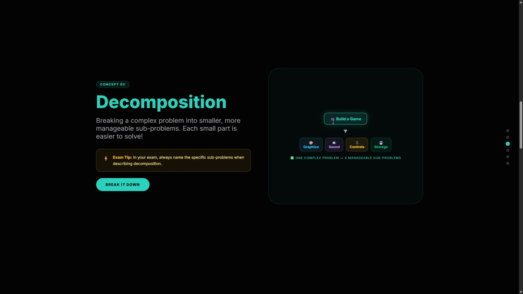So, for example, building a game: graphics, sound, control, storage. You can break it down into these subsections, and then each problem can be managed by different people, different departments, etc. You might also be asked to draw a structure diagram that demonstrates this decomposition.